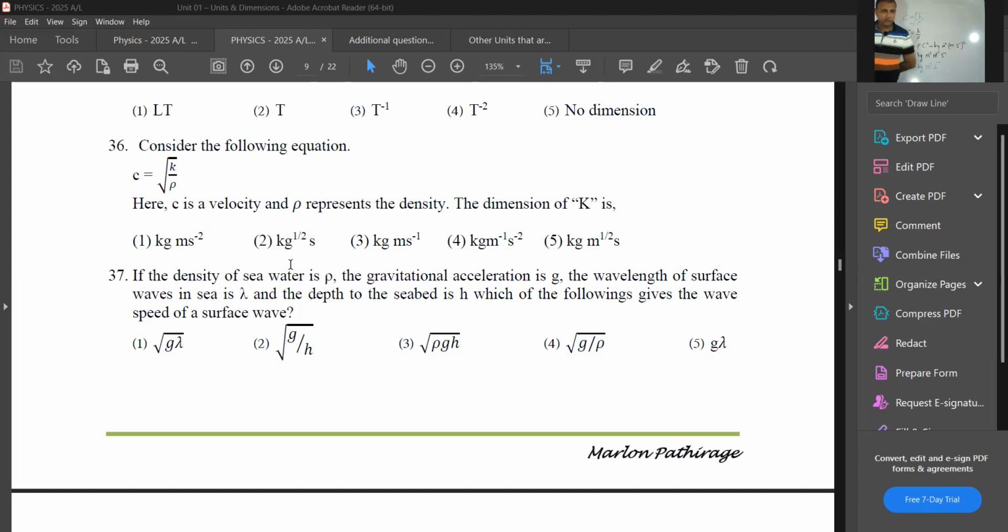In 37, there should be another correction. Instead of lambda, you have to replace it by h. In answer number 1, it should be g h. Sorry, not lambda, it should be h. Okay, it doesn't matter, you can get the answer, but the correct equation is not with lambda.